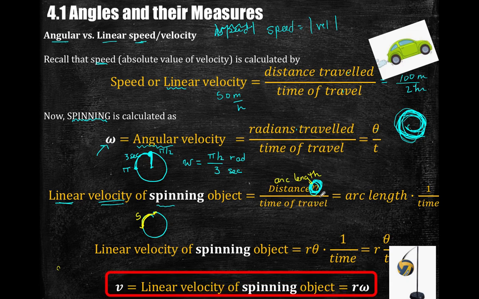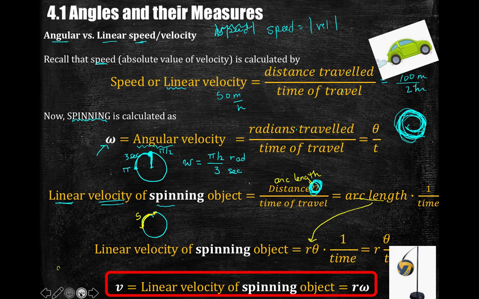Look at what I'm doing algebraically, or not even algebraically, for elementary school fraction work. I'm taking arc length over time of travel and splitting it up into arc length times 1 over time. Right? That's the same thing. But look what happens when I do that. Arc length, we have a formula for arc length, which is r times theta times 1 over time.